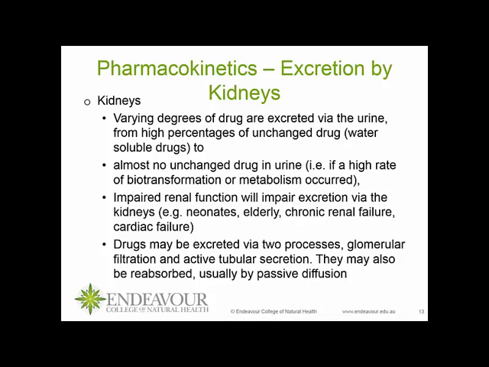So how does excretion by the kidneys occur in humans? The drugs are excreted mainly by two processes, glomerular filtration and active tubular secretion. They may also be reabsorbed, usually by passive diffusion.